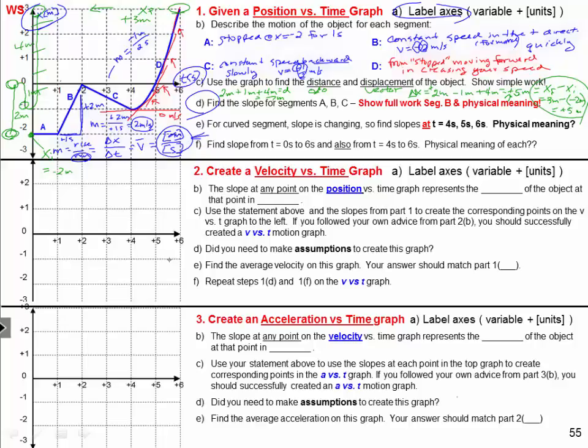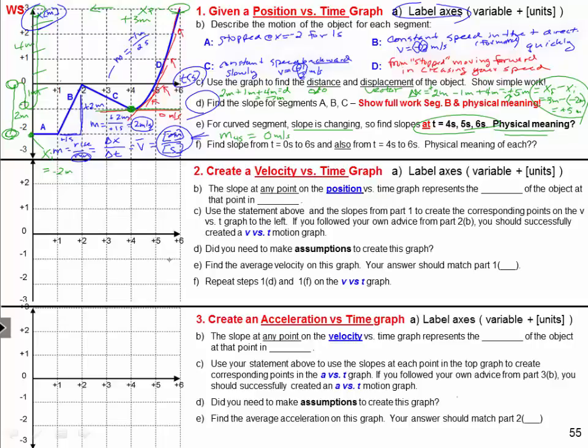For part D, find the slope for segments A, B, C. I already did that. We're all set. For the curved segment, the slope is changing. So what I suggested you do is find the slope at 3 different times. Remember, the physical meaning of slope is your velocity. Here's the first time they ask you to do it, at 4 seconds, and we're going to use our magical slope tool, which we already drew in here. Our slope at 4 seconds is what? It's 0 meters per second. We have a 0 slope at 4 seconds.